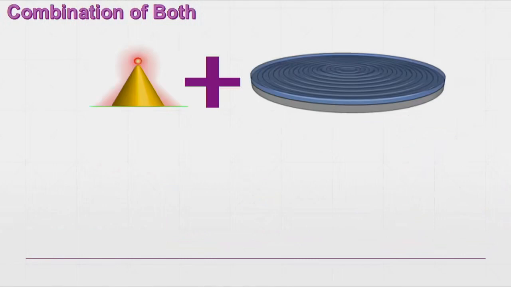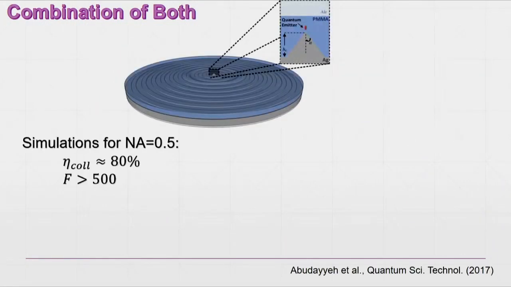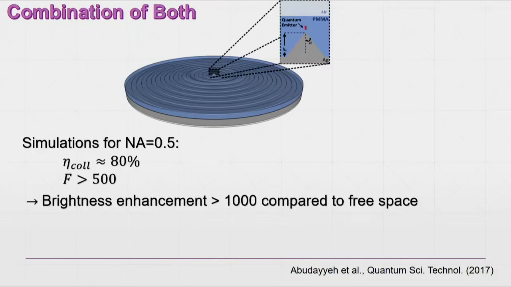Put a nanocone at the center of your bullseye antenna, and then you can get simultaneously high collection efficiencies with high Purcell factors. And actually we did some FDTD simulations on this, and we show that we can get into the NA, again, something on the order of 80% with a Purcell factor of several hundred, which gives us a brightness enhancement of about 1,000 compared to what you would get from the same emitter in free space.